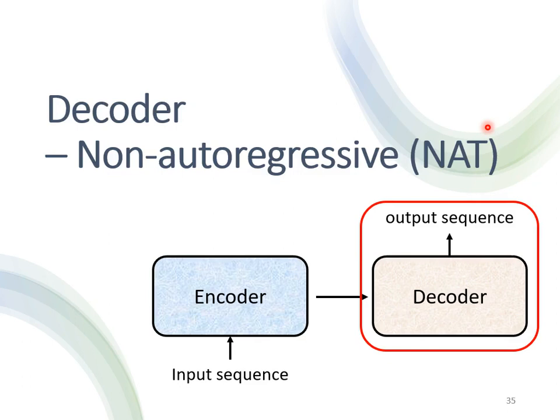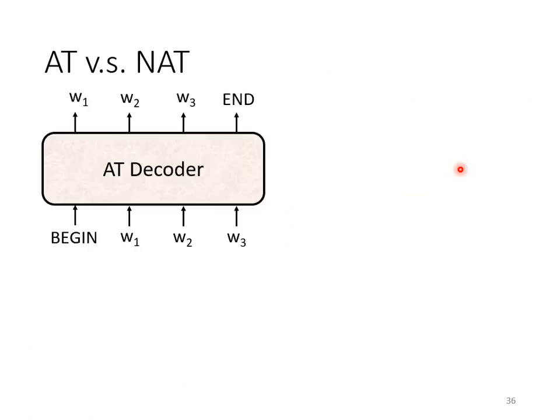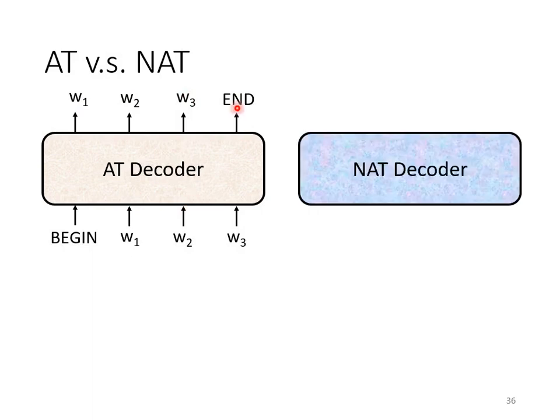Next, we use 2 slides to briefly talk about the non-autoregressive model. Non-autoregressive model is usually abbreviated to NAT. So sometimes the autoregressive model is abbreviated to AT. How does the non-autoregressive model work? For the autoregressive model, given begin, it will output W1. Then we use W1 as input, and the model will output W2. This process repeats until the model outputs end. For NAT, it isn't like this.